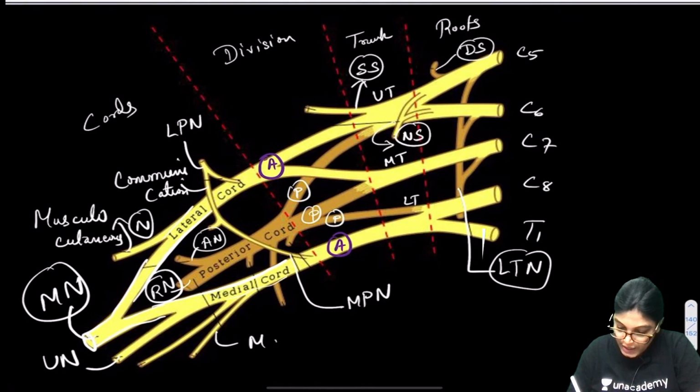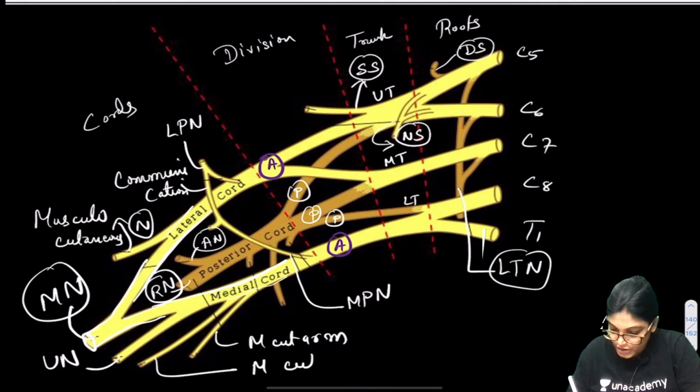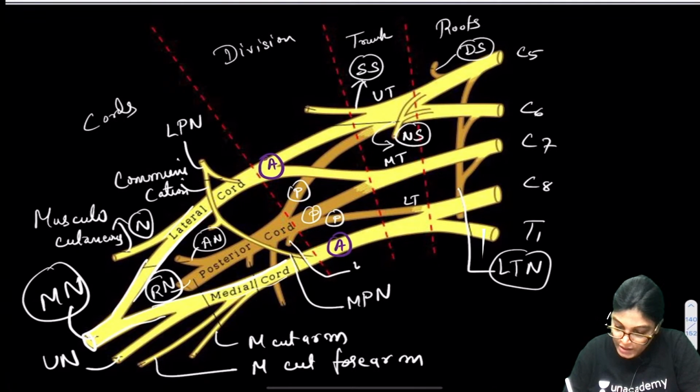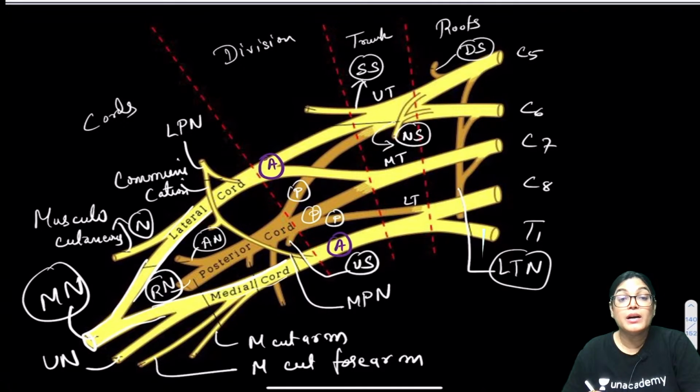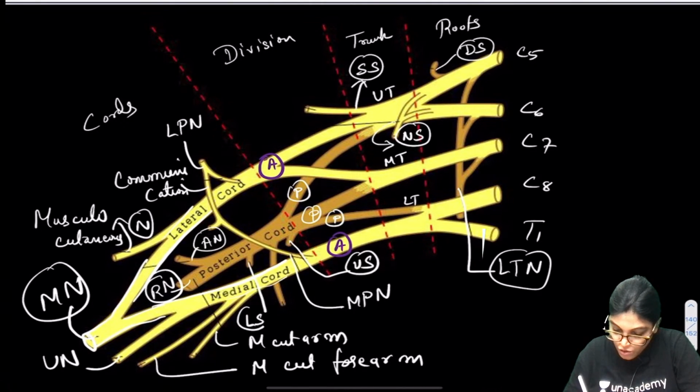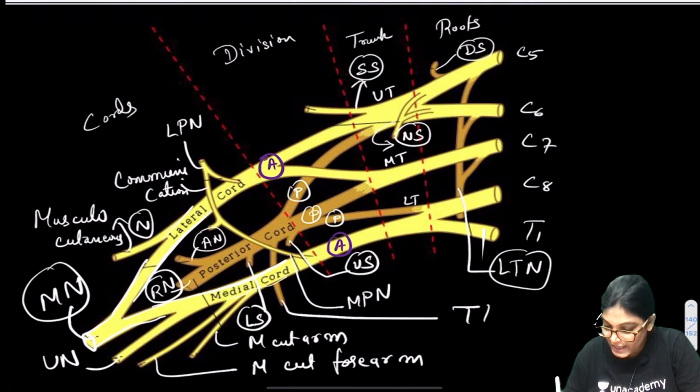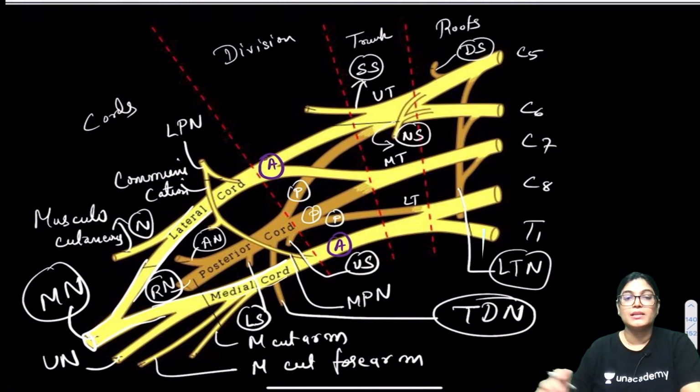This is the medial cutaneous nerve of arm and the medial cutaneous nerve of forearm. So, I am writing in short form. Is it okay? This is US. What is US? These are the other branches of the posterior cord. US means upper subscapular, LS means lower subscapular, and this one is TDN. What is TDN? Thoracodorsal nerve.